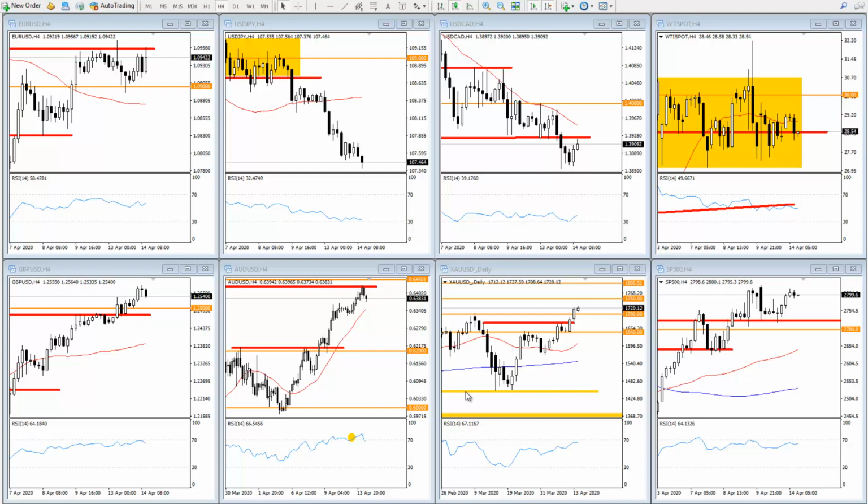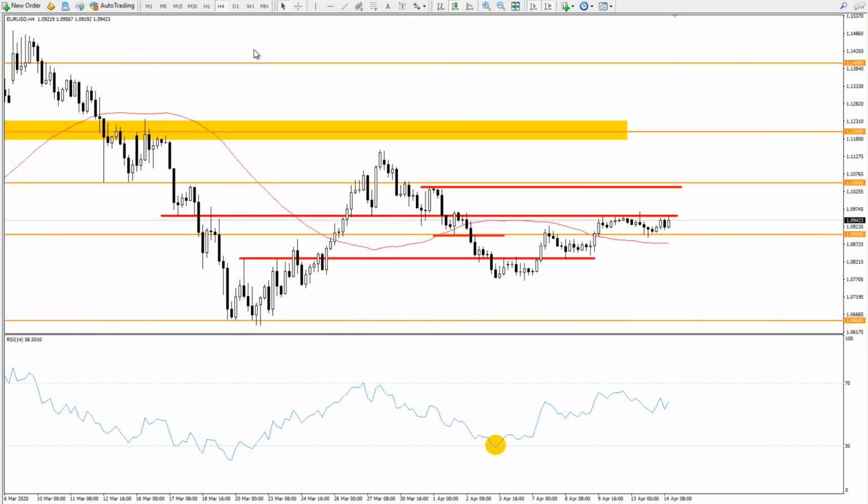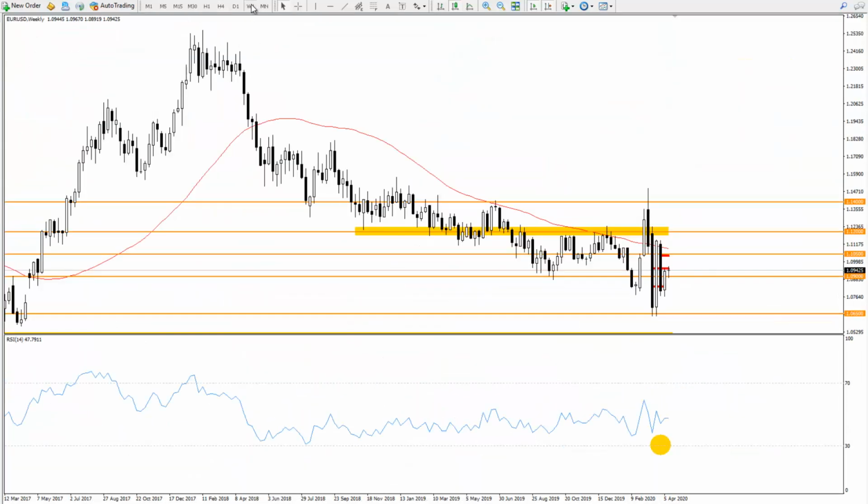Now let's start with the euro-dollar currency pair. Okay, let's remind ourselves of the big picture. It's a bit of a chop. We're in a giant range between 106.50 and 114 to 114.50. We're trying to decide which way we're going. Now at the moment, we're making a little bit more bullish progress.